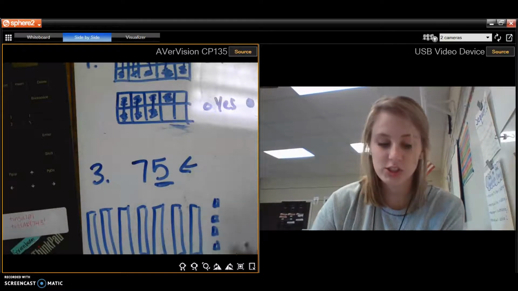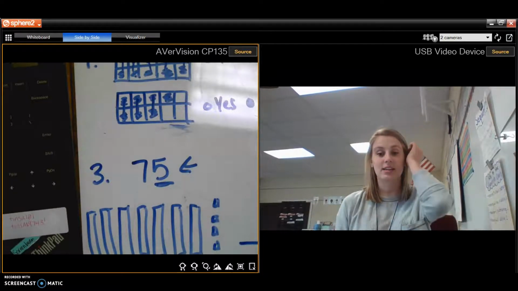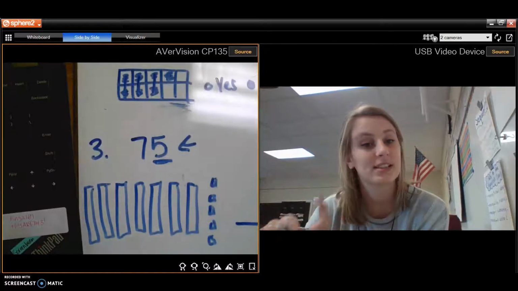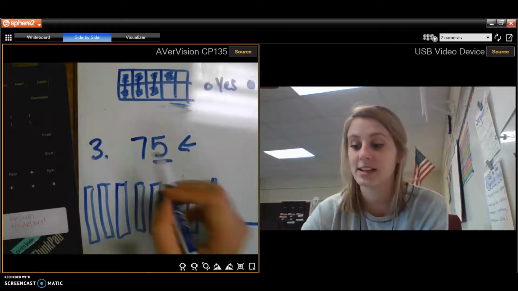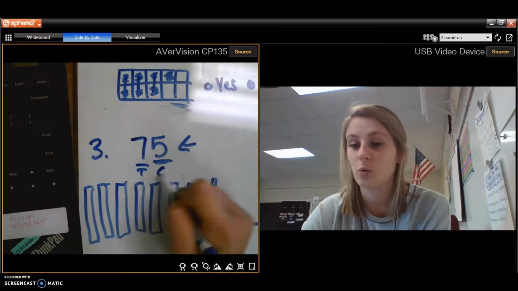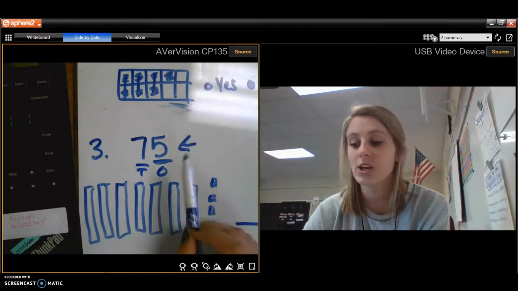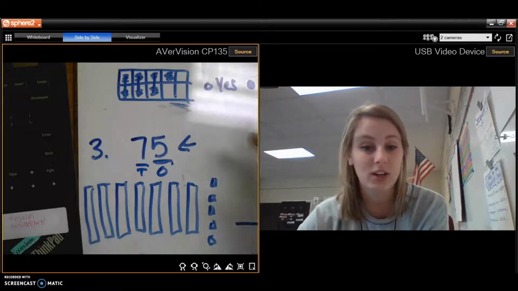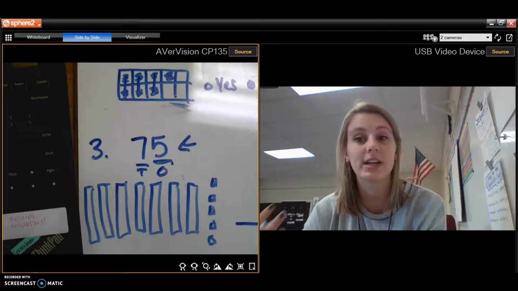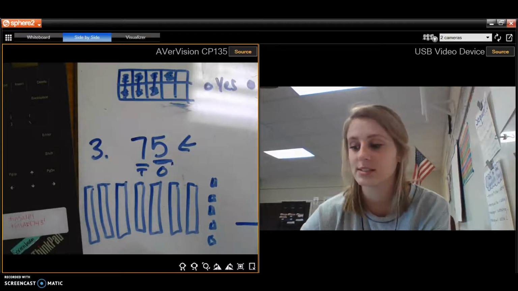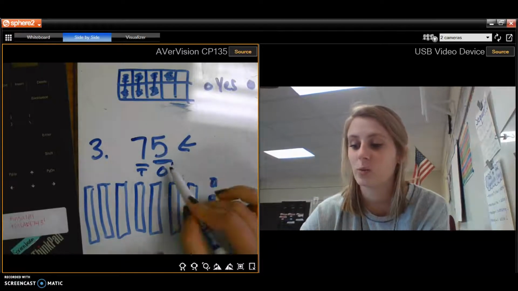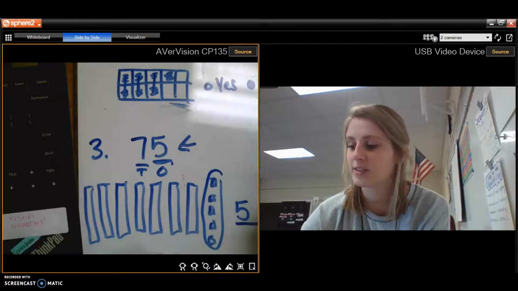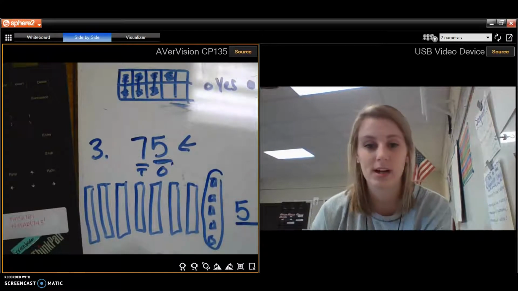It wants to know, what does the digit 5 represent? We need to think, what place is our 5 in? Is it in the tens place or is it in the ones place? We know that it's in the ones place. We can take a look at our picture, and that's going to help us figure out what the value is. So we know 5 in the ones place equals 5 ones. I'm going to write down 5 ones.